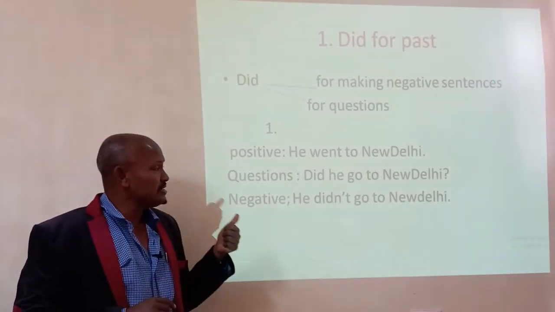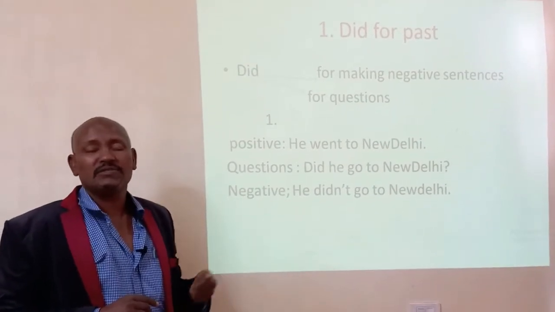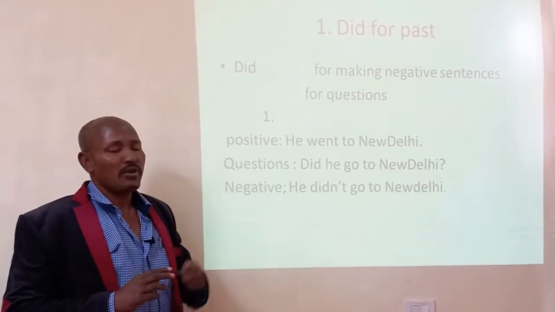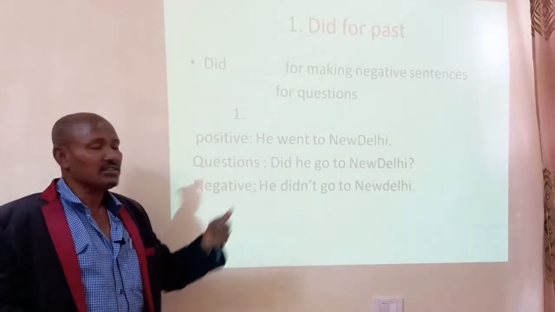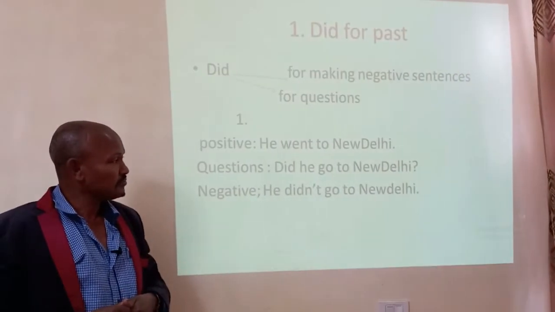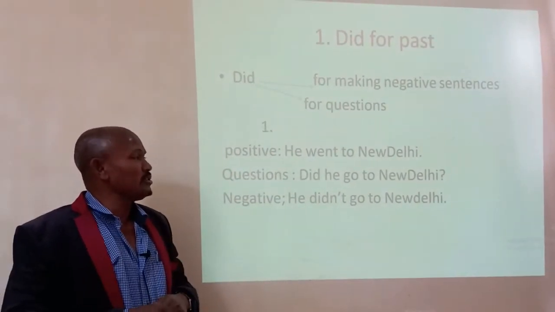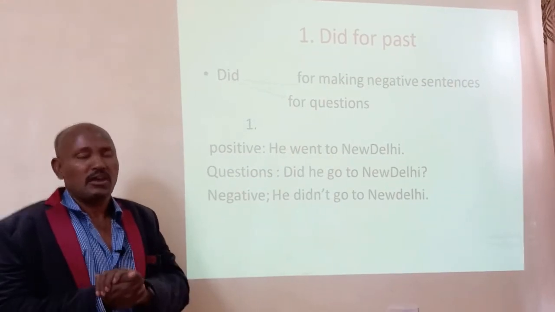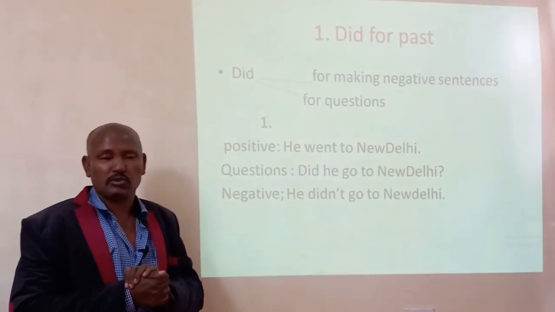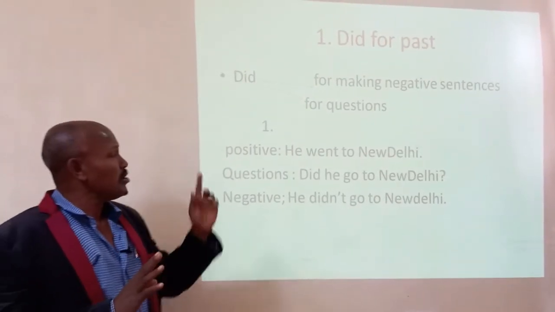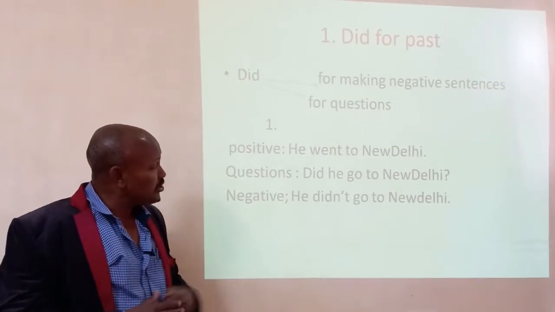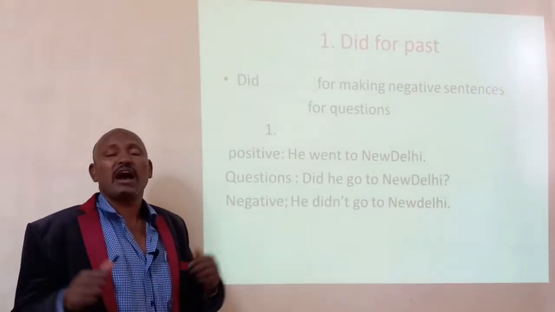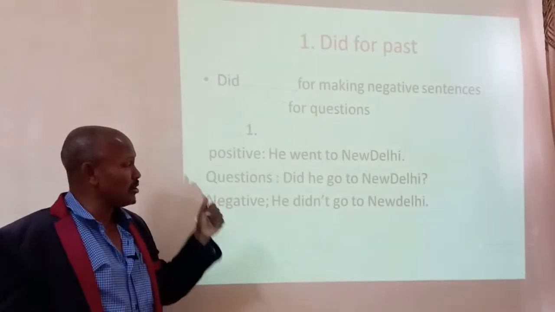If a positive sentence has an action verb and we want to change it into a question or a negative sentence, we use did for questions and didn't for negative sentences. Look at the example: Did he go to New Delhi? Why do I use did here? Because, as I told you before, went is simple past, so we can change this into a question. The third one: he didn't go to New Delhi, because I'm talking about simple past.